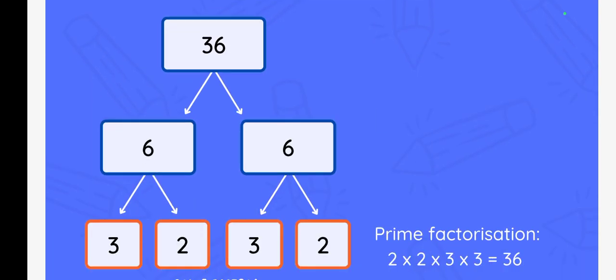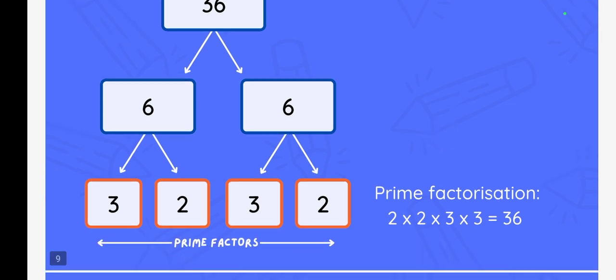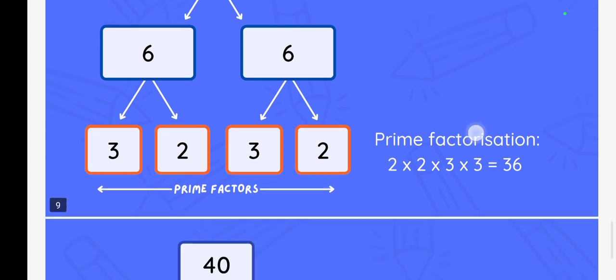36 can be written as 6 into 6. Now 6 is not a prime number, so 6 will be further factorized as 3 into 2 on both sides. Now both are prime numbers, so 2 into 2 into 3 into 3 will give you 36. This is also known as prime factorization.